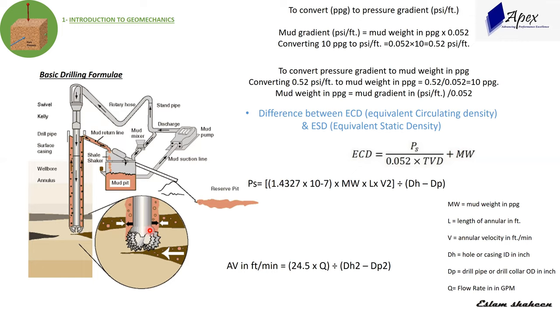And these are some calculations that we use as geomechanics engineers to calculate the ECD. The ECD equals ΔP, where ΔP is the pressure loss from the journey of the mud from its mud tanks to the bit nozzles, divided by a factor of 0.052 multiplied by the true vertical depth of the well, plus the mud weight. What I mean by mud weight is the ESD, the mud weight that the mud engineer measures in the mud tanks. Okay.